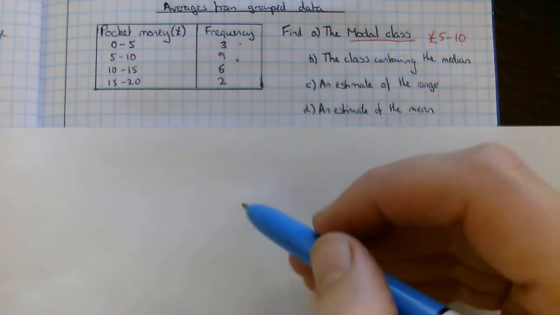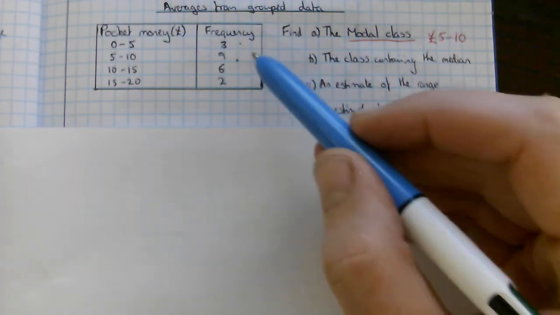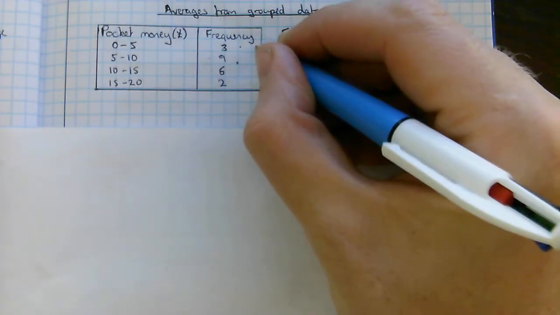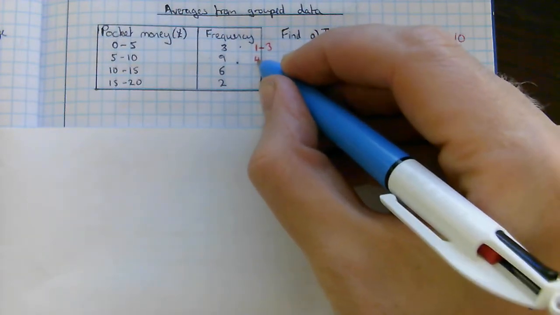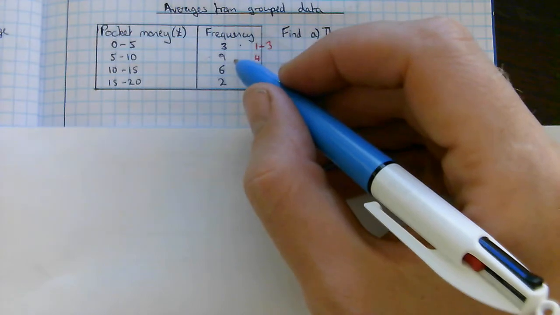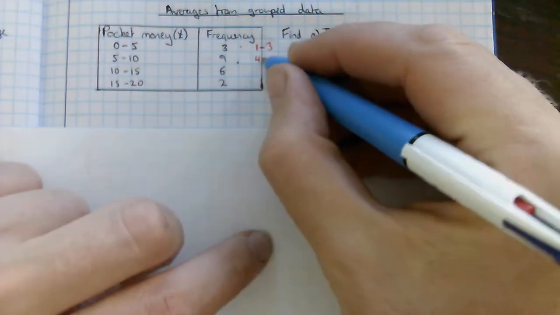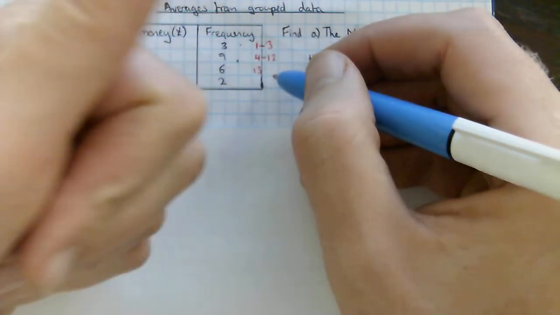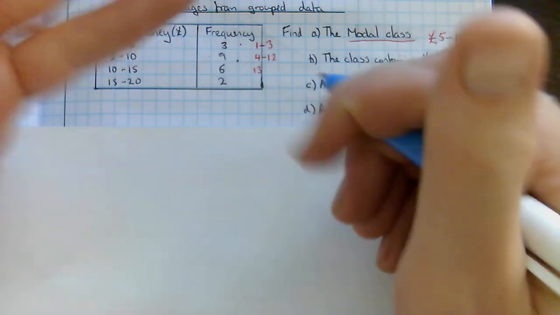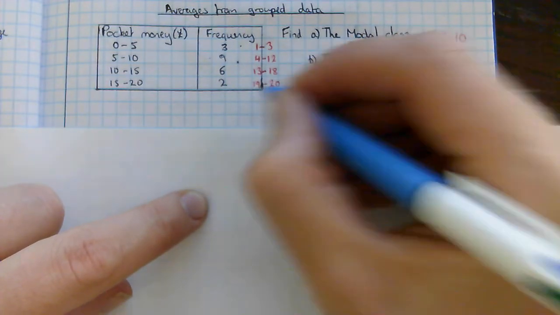The next one asks us to look at which class contains the median. Now, if we have a look, our first 3 items of data are in here. Those are items of data 1 to 3, between £0 and £5. Our 4th item of data is going to be in here, and there's 9 of them. So you've got 4, 5, 6, 7, 8, 9, 10, 11, 12. So the 4th to the 12th item of data is going to be in here. The 13th item of data is going to be in here, so you've got the 13th, 14th, 15th, 16th, 17th, 18th. So you've got the 13th to 18th item of data in here, and you've got the 19th and 20th items of data in here.